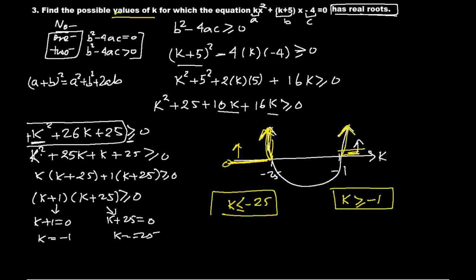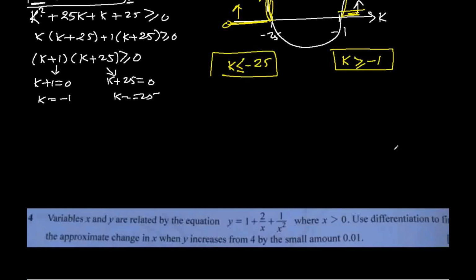Okay, let's proceed to the next one. Variables x and y are related by this equation, where x is greater than 0. That makes sense because it can't be 0; if 1 over 0 is there, it is undefined, and they're saying there shouldn't be any negative value. Use differentiation to find the approximate change in x when y increases from 4 by a small amount. Okay, so what they say is that y is 4 and it increases by delta y, a small change.